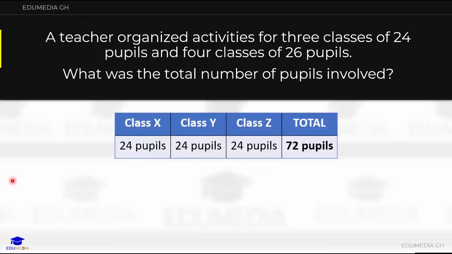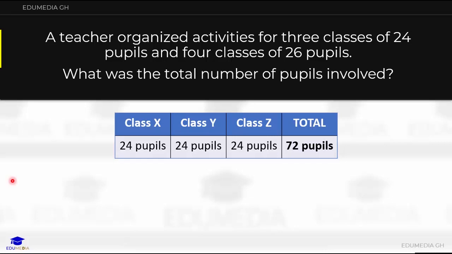So here I have class X, class Y, class Z. Each of these classes has 24 pupils. So the total of these classes is 72 pupils. Mind you, each of these classes has 24 pupils, and not all the classes put together have a total of 24 pupils, but rather each of them has 24 pupils.